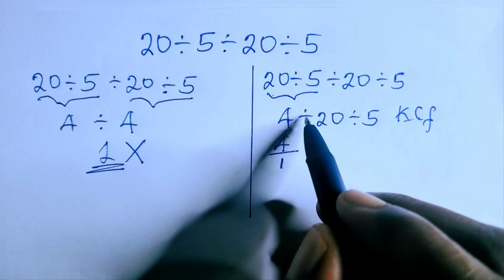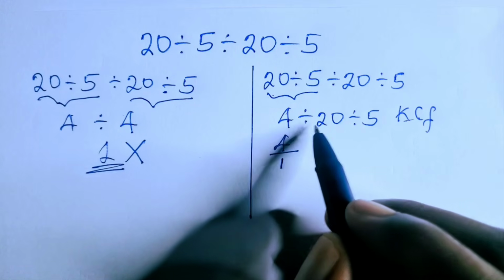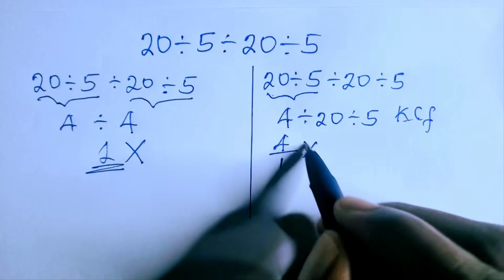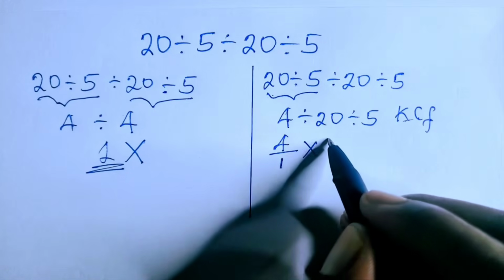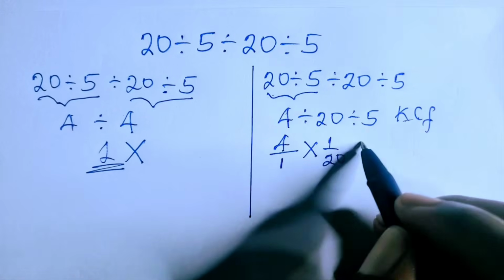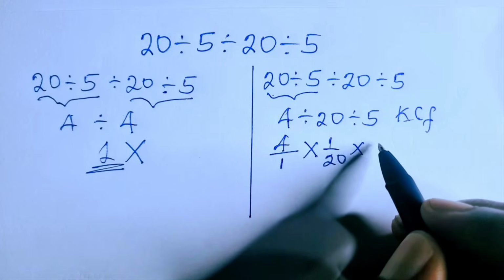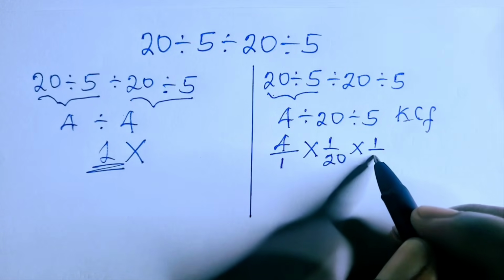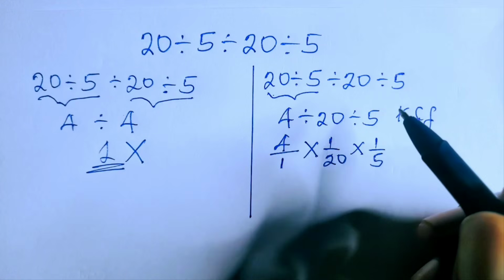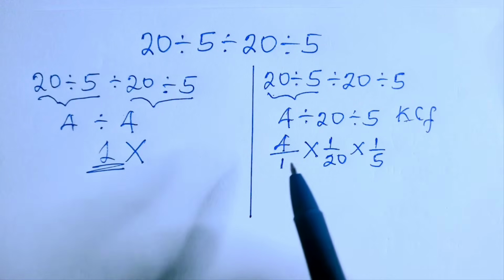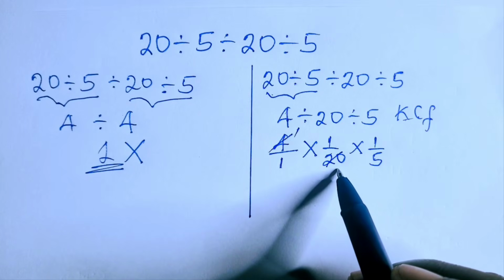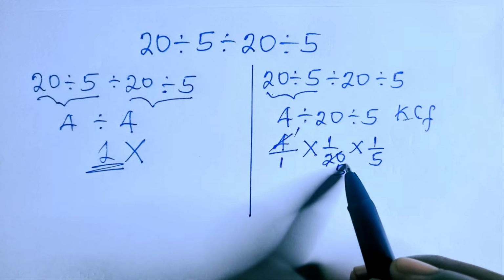Now we are going to change this sign to multiplication, and we flip the value here, which is 20. Now we change multiplication and we flip 20, that's 1 over 20. The same thing here, change the sign to multiplication, we flip 5, that gives us 1 over 5. And right here, 4 divided by 1 and 4 into 20, that gives us 5.